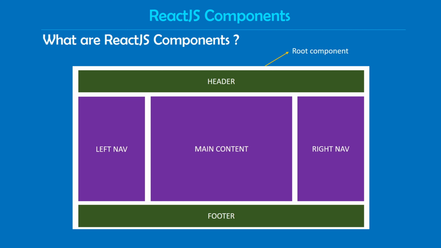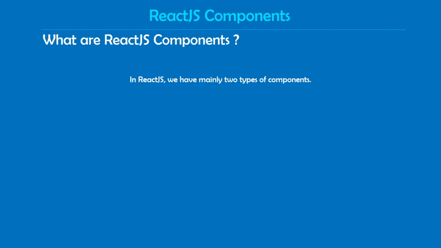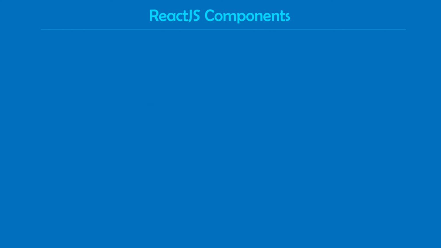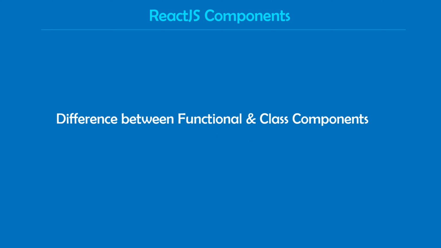In ReactJS, we have mainly 2 types of components. They are functional components and class components. Now that we have seen what functional and class components are, let's look at some differences between them.